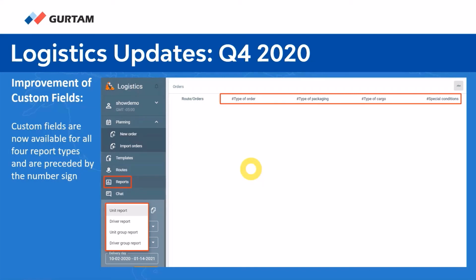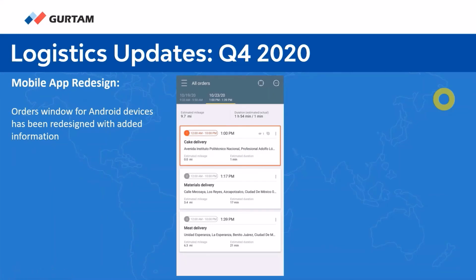Further, custom fields are now available in all 4 types of reports. You'll know it's a custom field when you see the column preceded by the number sign. Finally, the mobile app for Android was redesigned for a cleaner look and to also show additional information than the previous version.